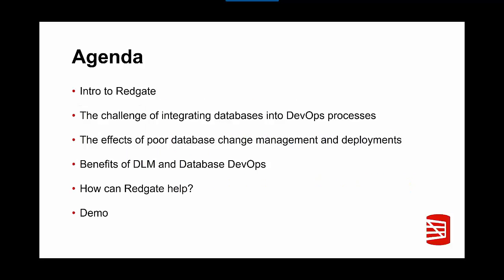So our agenda: we're going to talk a little bit about Redgate software. We're going to talk about some of the challenges of DevOps and databases. It actually really is a challenge. There's just these nasty old things called persistence that gets in the way sometimes of agile database deployments. We're going to talk about database change management, the benefits of DLM and DevOps, and then how Redgate can help you achieve some of the better things out of DLM, and then we're going to go into a bunch of demos. So there'll be tests on this later, so make sure you've memorized this slide.